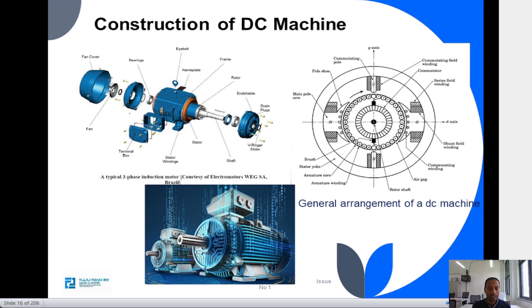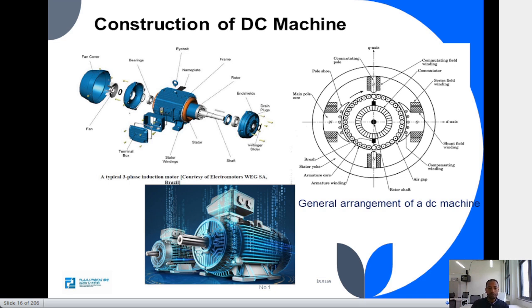So today we'll continue with the construction of DC machines. We said last time there is no major physical difference between electric motors and generators. So when we say DC machine, in terms of construction, we basically mean the construction of a DC motor and generator.